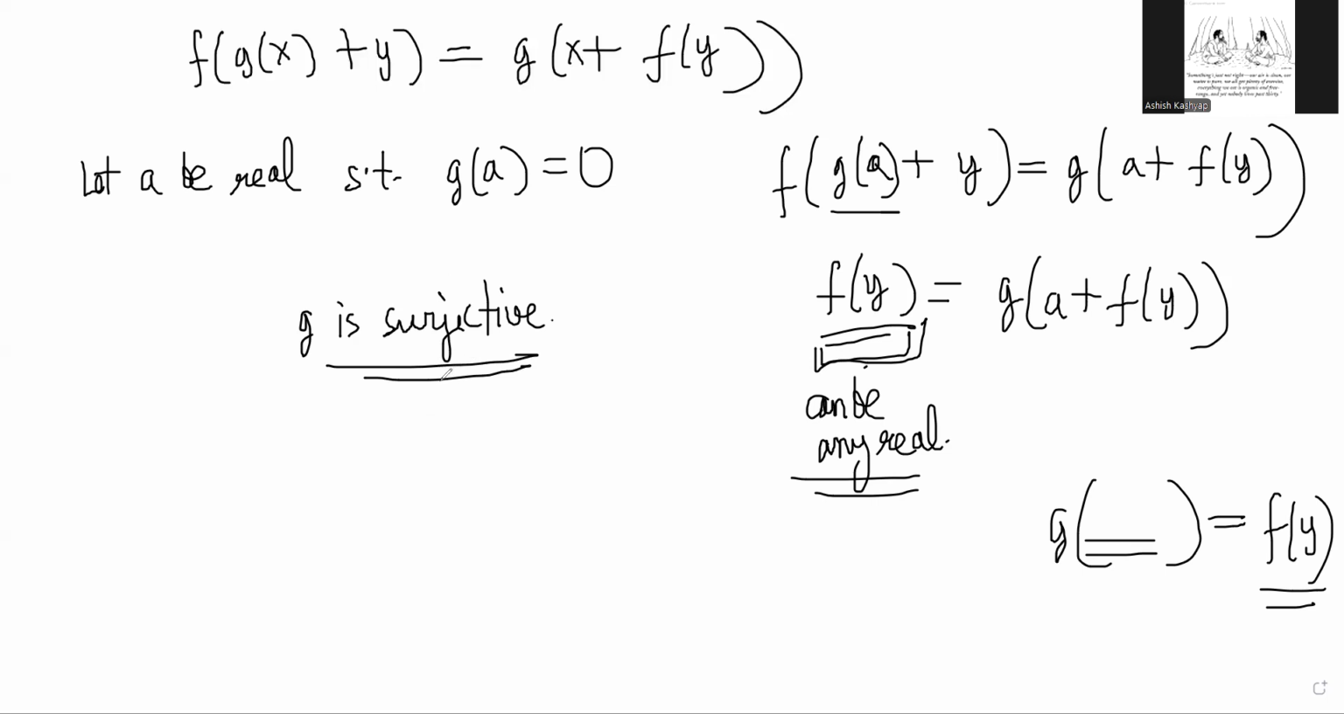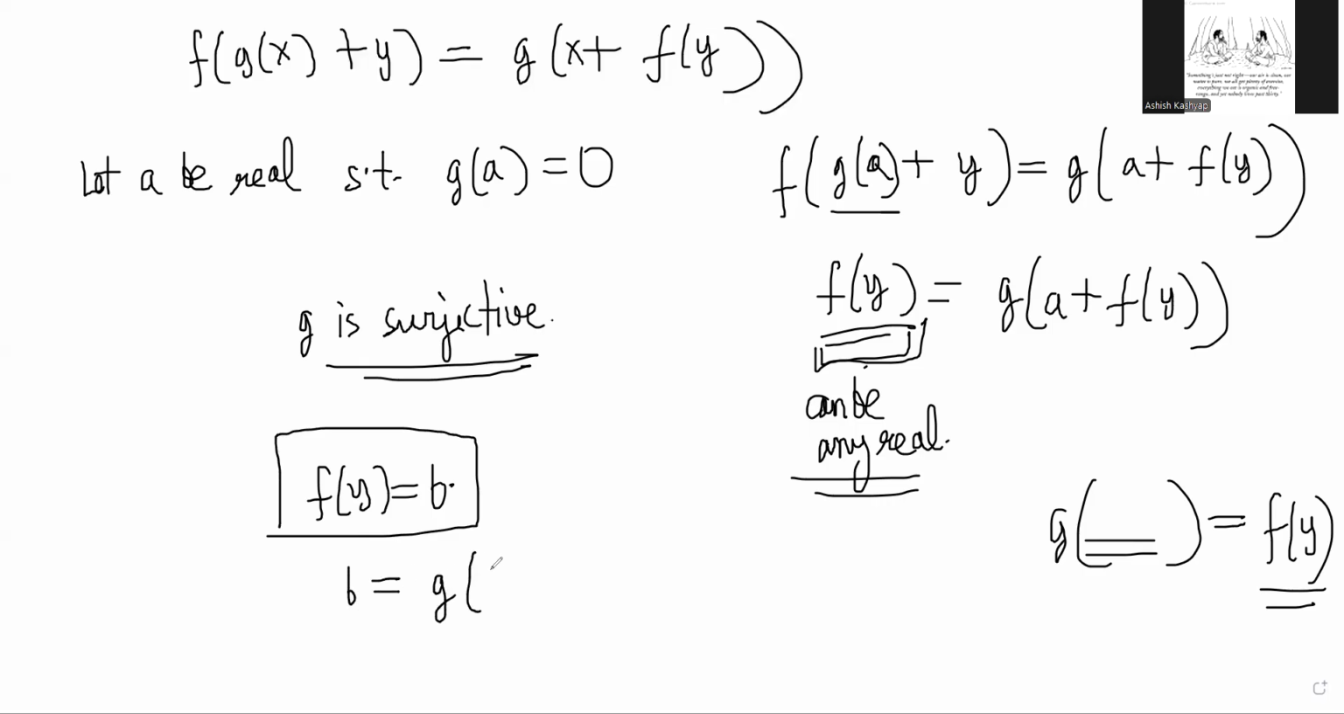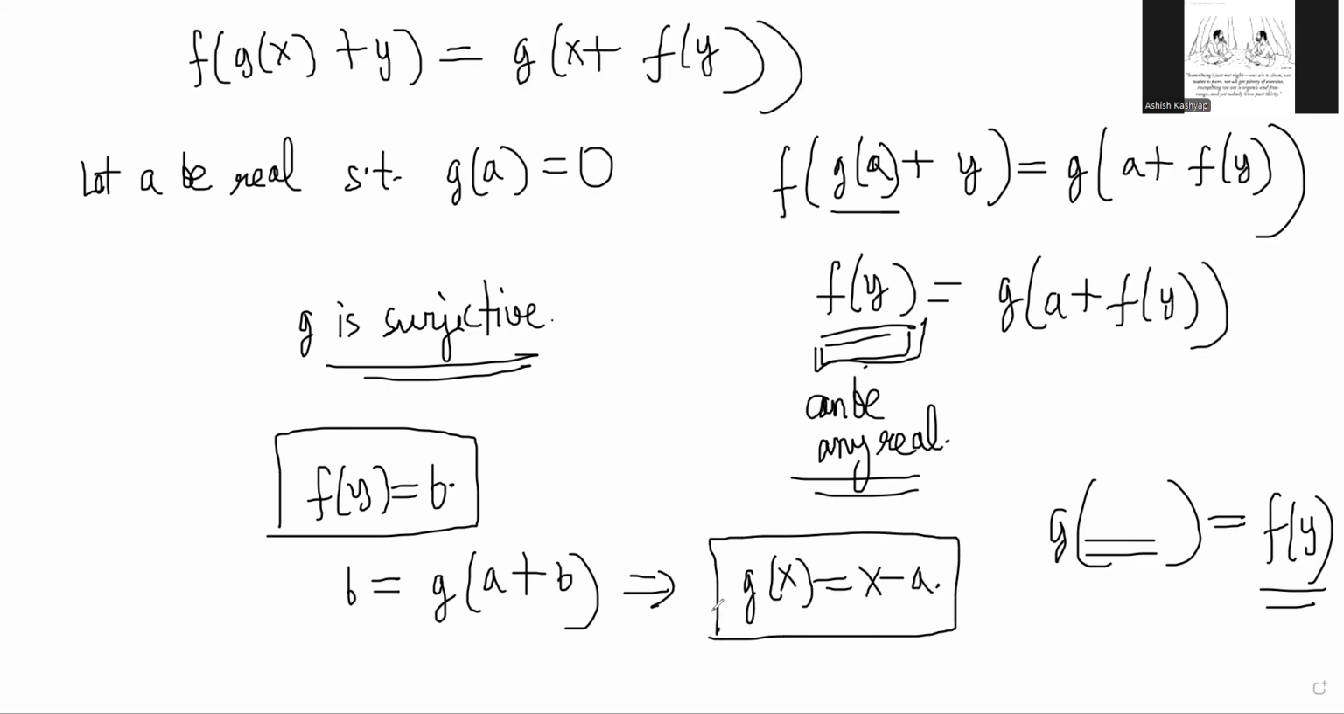And if you choose, like, your f of y can be anything. So let's choose f of y to be equal to b in a particular case. So that will mean b is equal to g of a plus b, right? And that immediately tells us that g of x is equal to x minus a, right? G of x is equal to x minus a is the solution for g.